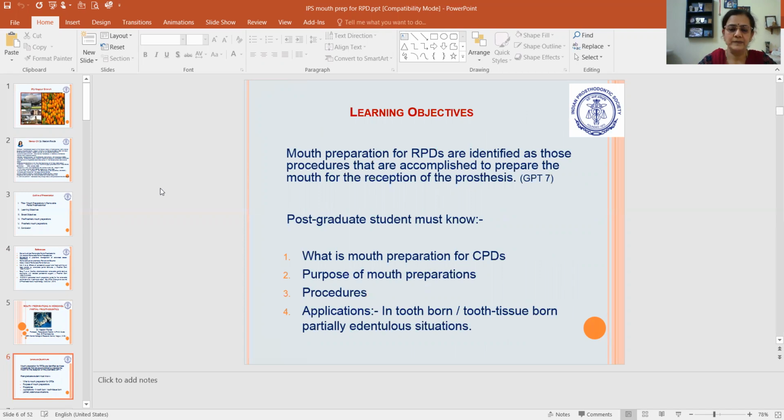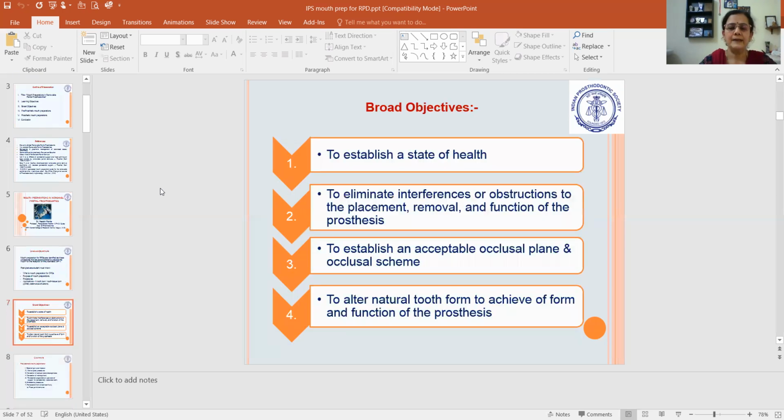The postgraduate students must know what is mouth preparations for partial dentures, the purpose of mouth preparations, various procedures, and applications in tooth-borne as well as tooth-tissue-borne partially dentulous situations. The broad objectives are to establish the state of health of the mouth and oral cavity, to eliminate interferences or obstructions to placement and removal and functions of the prosthesis, to establish an acceptable occlusal plane and occlusal scheme, and to alter natural tooth form to achieve a form and function of the prosthesis.